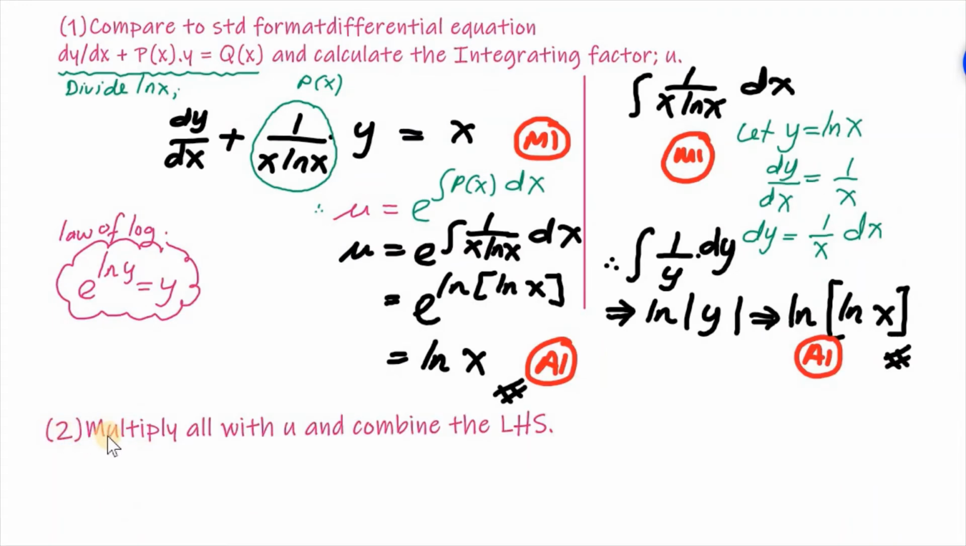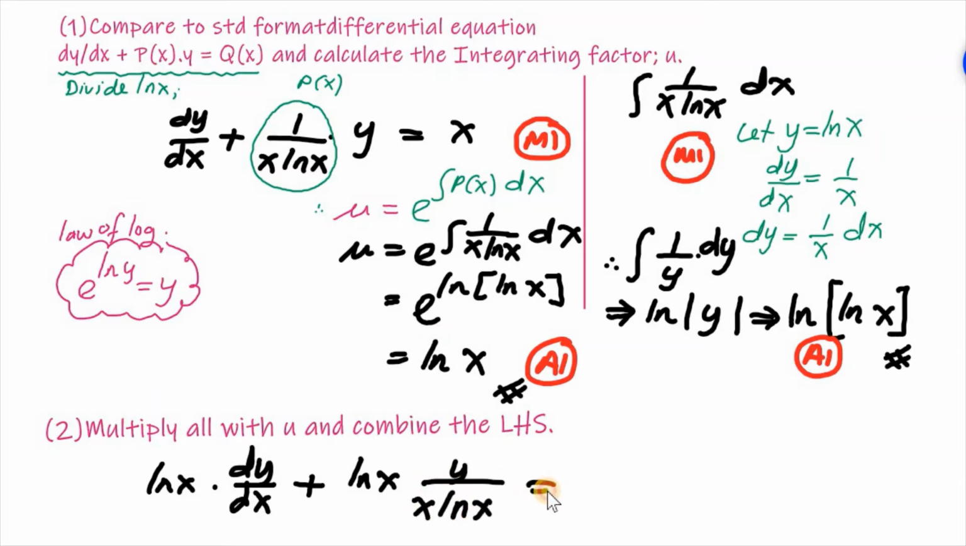So next we go to step number 2. You are to multiply the whole differential equation with your mu, the ln x. So let me multiply my ln x with this dy dx, plus again ln x multiplied by this term, and ln x multiplied by this term. Let's put the x up front.